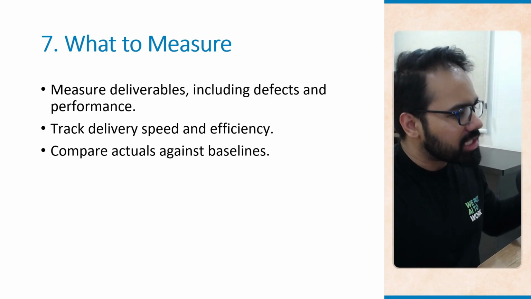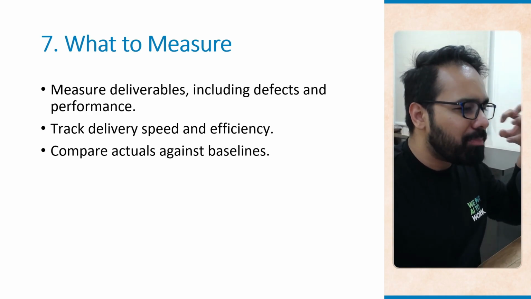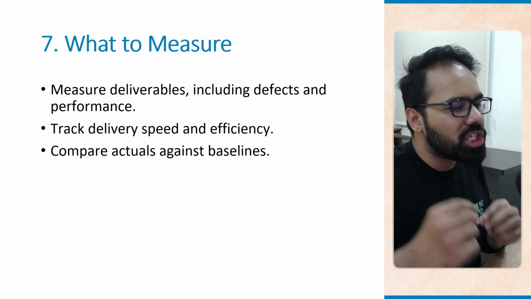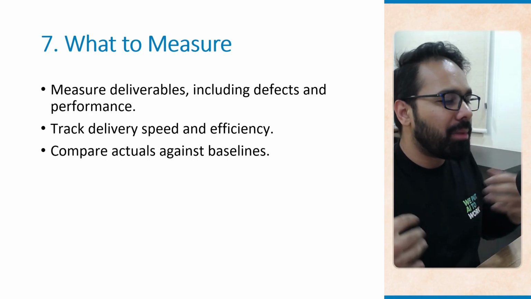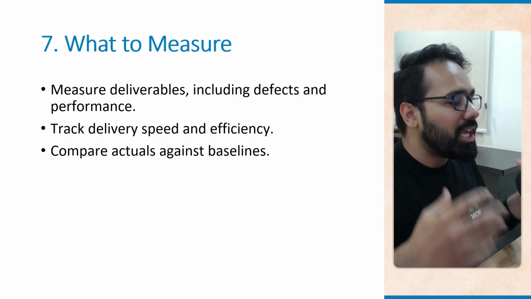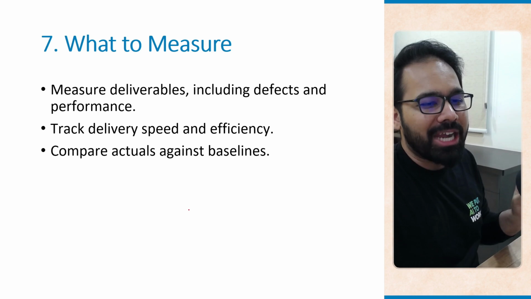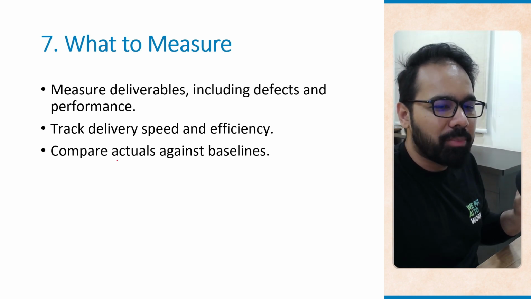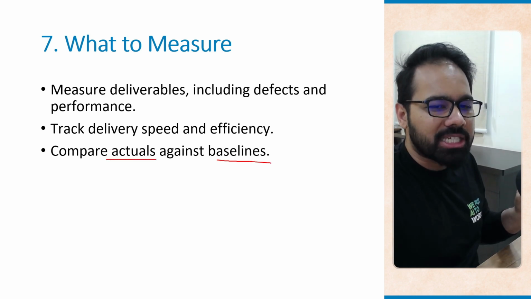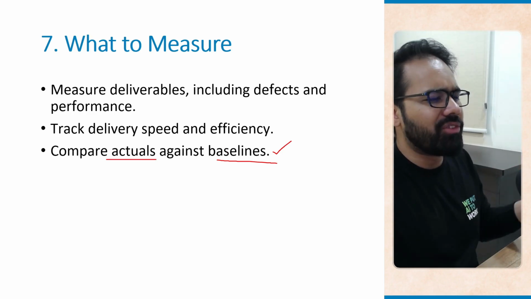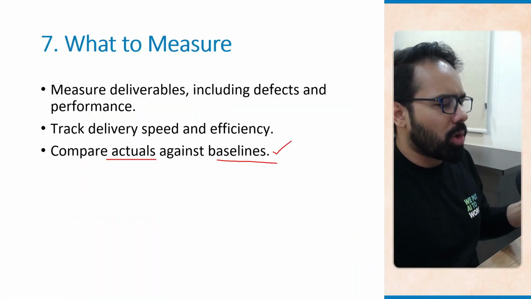Compare actuals against baselines. So if the baseline said homepage design should finish in 4 weeks, but it finished in 6 weeks, we know that we have slipped by 2 weeks. So you should always compare the actuals against the baselines. And this is not just relevant for schedules. This is relevant for even the cost of your project as well.